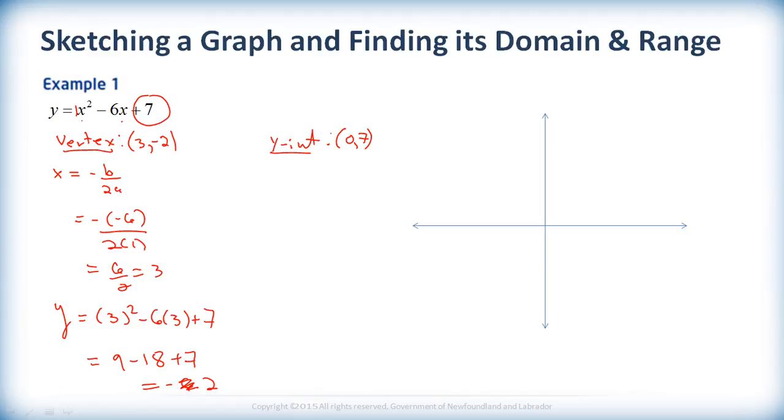Okay? Now to draw this graph, let's see if we can put some numbers on this thing. I'm going to go 5 units left and right to start with, and 5 units up and down.